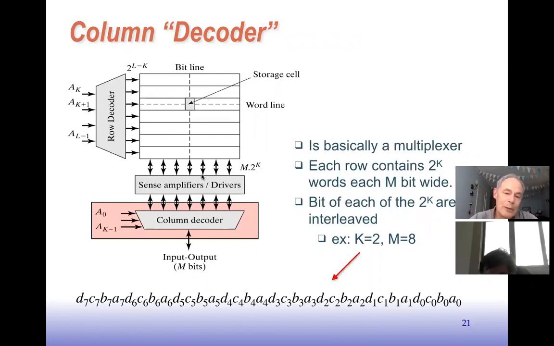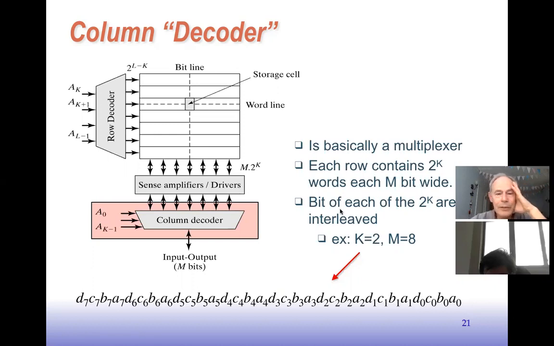And then once we have the proper row selected, that gets sent down to the bottom of the array. We have to choose the proper word out of the row. We call it a column decoder, but it actually has the function of a decoder and the function of a multiplexer. It has to multiplex out or choose the proper word out of the row to send it to the output. We assume here each row has 2 to the k words, and each word is m bits wide.